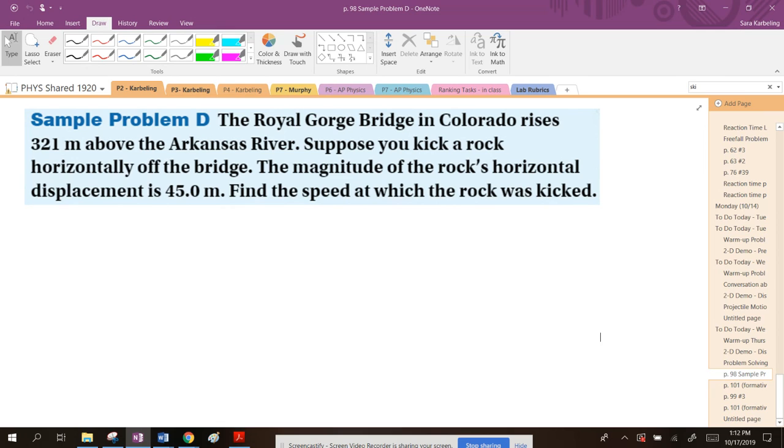Okay, so sample problem D says the Royal Gorge Bridge in Colorado rises 321 meters above the Arkansas River. Suppose you kick a rock horizontally off of the bridge. The magnitude of the rock's horizontal displacement is 45 meters. Find the speed at which the rock was kicked. So this is a little bit different than the one that we did yesterday. Let's take a look here.